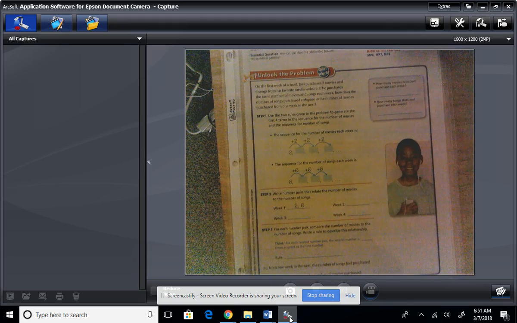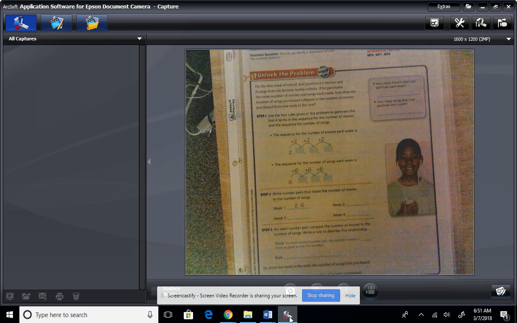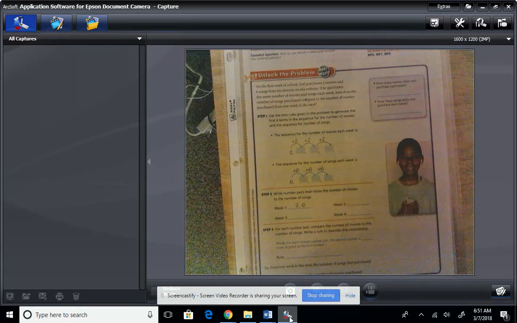All right, numerical patterns. Essential question: How can you identify the relationship between two numerical patterns? On the first week of school, Joel purchased 2 movie tickets and 6 songs from his favorite media website. If he purchases the same number of movies and songs each week, how does the number of songs purchased compare to the number of movies purchased from one week to the next?